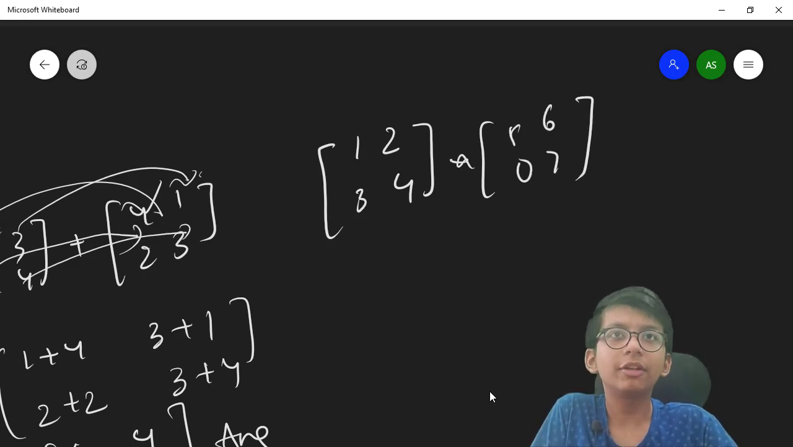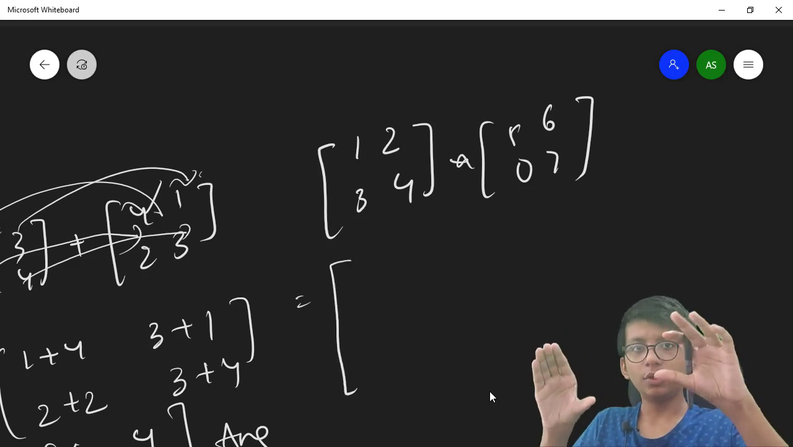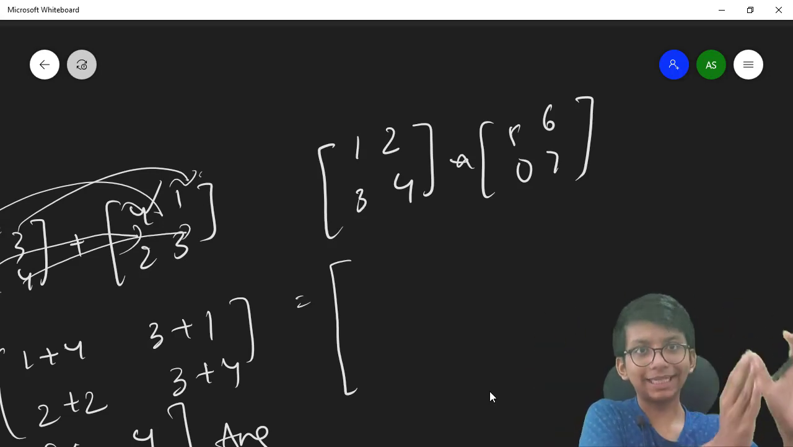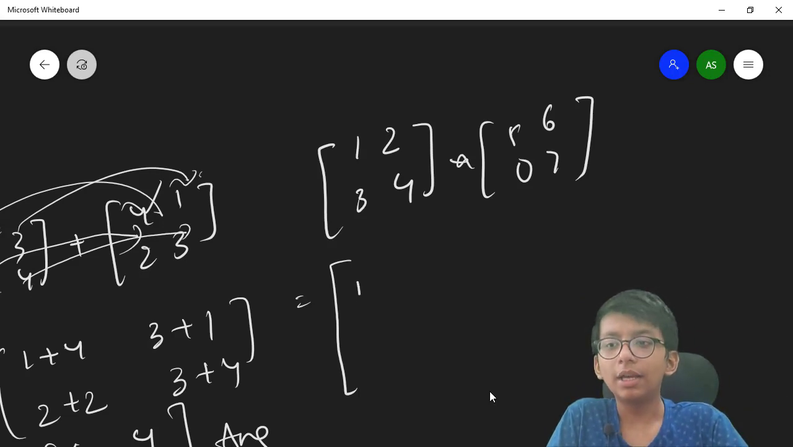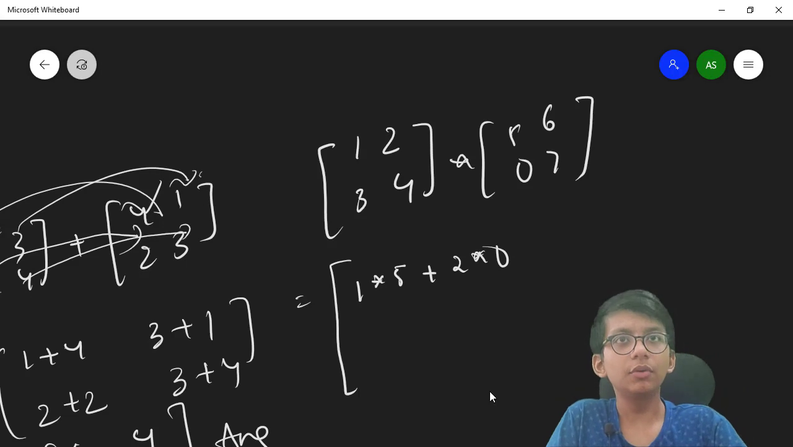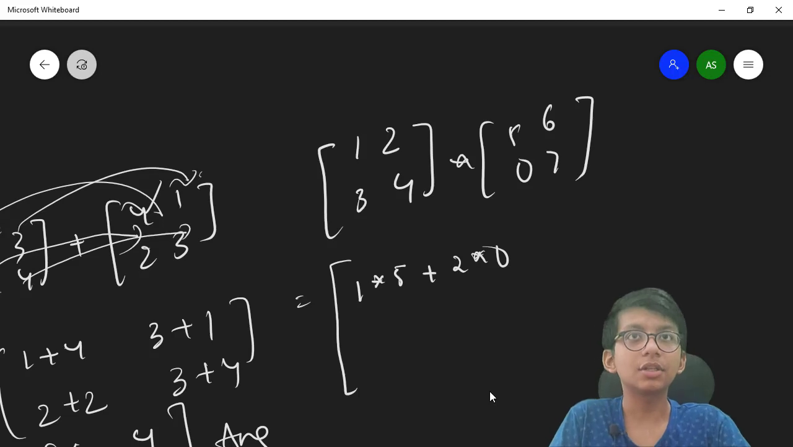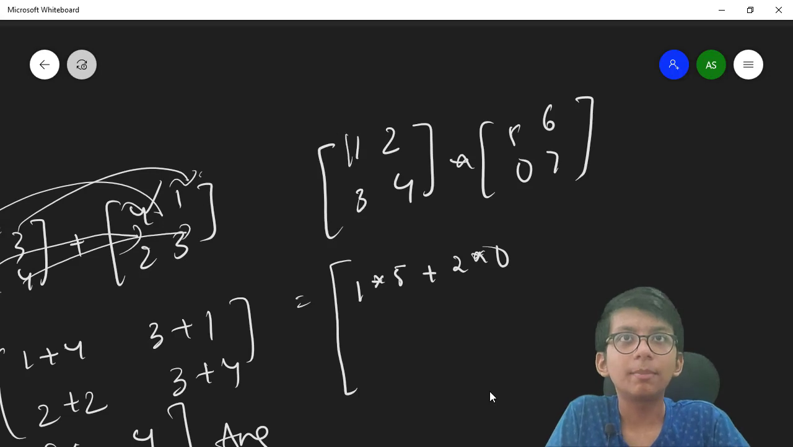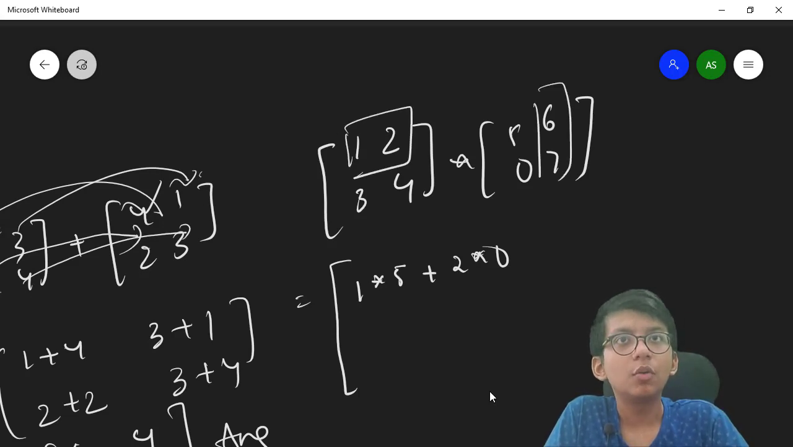If you are told to multiply these two matrices, you will take the first row, 1, 2, and multiply with the first column of the second matrix: 1 times 5 plus 2 times 0. The second thing you will do is take 1, 2 again and multiply with the second column: 1 times 5 plus 2 times 6.